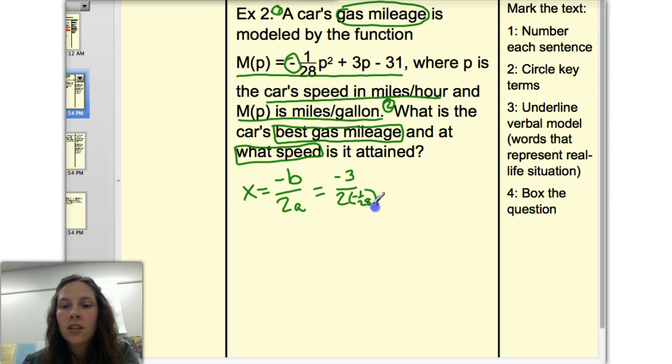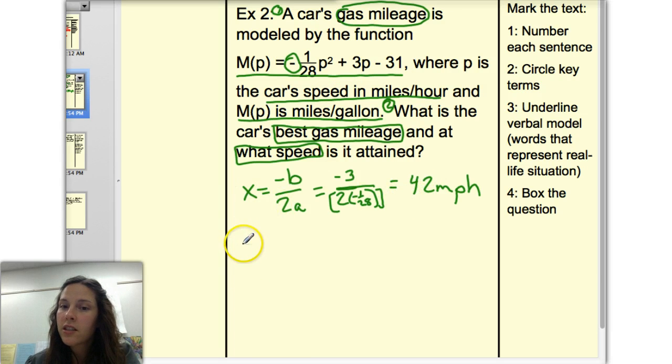When you punch this into your calculator, make sure you've got order of operations correct, that you're multiplying these before you divide. So you may need to use brackets or an additional set of parentheses around your denominator. So I got a p-value of 42, sorry, I used the wrong variable there. That gives us the speed, where p is the car's speed in miles per hour. So this car gets its best gas mileage at 42 miles per hour.